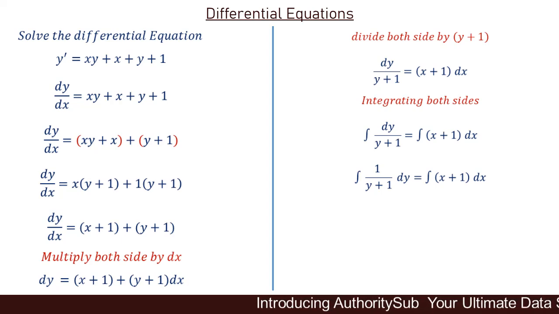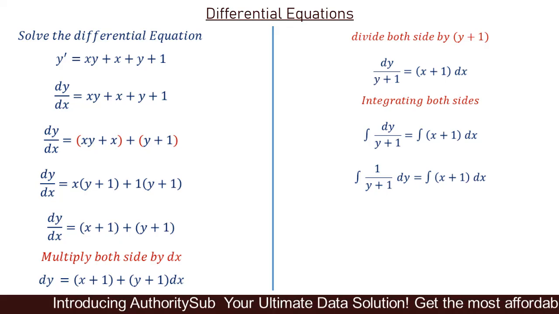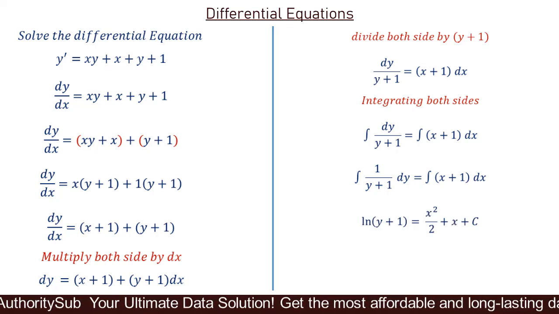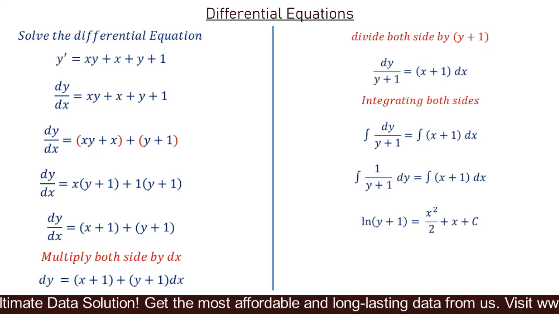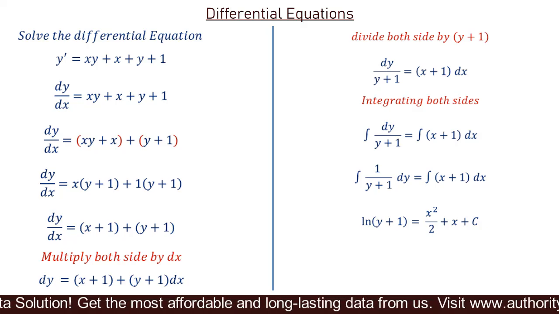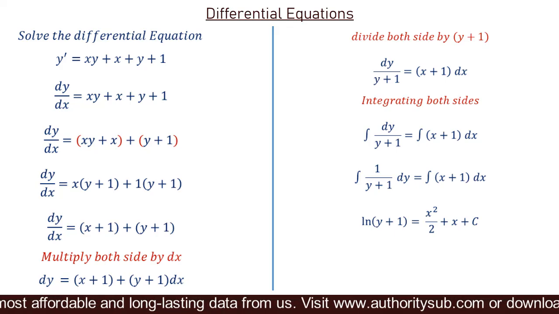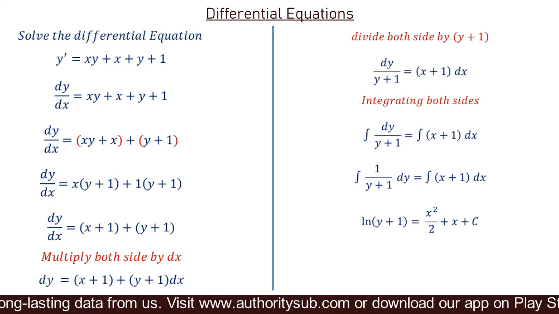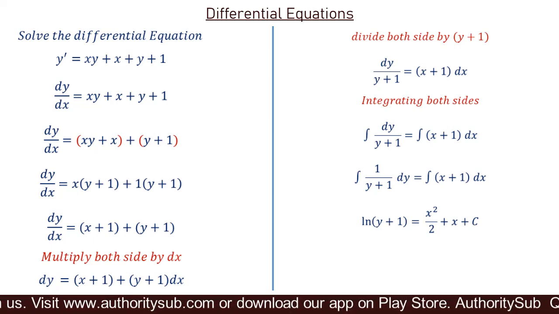Now let's integrate properly. When we integrate 1 all over y plus 1 with respect to y, it is going to give us ln(y plus 1), equal to, when we integrate x plus 1 with respect to x, it is going to give us x squared all over 2 plus x, then plus c, our constant, right? Good. So here we have ln(y plus 1) in bracket is equal to x squared all over 2 plus x plus c.